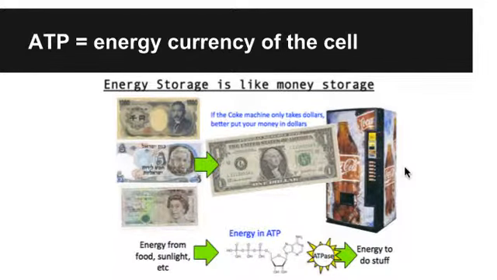Another way to think about this as an analogy: if you go to the arcade, you need to use tokens to play the games. You need to convert your dollars into tokens. The games only take tokens, so you need to convert the food that you eat into something called ATP so that your cells can carry out the processes they need to carry out.